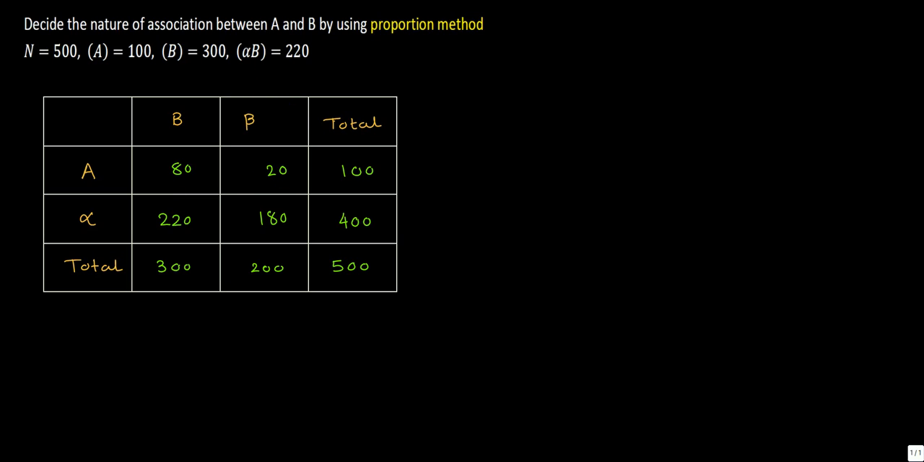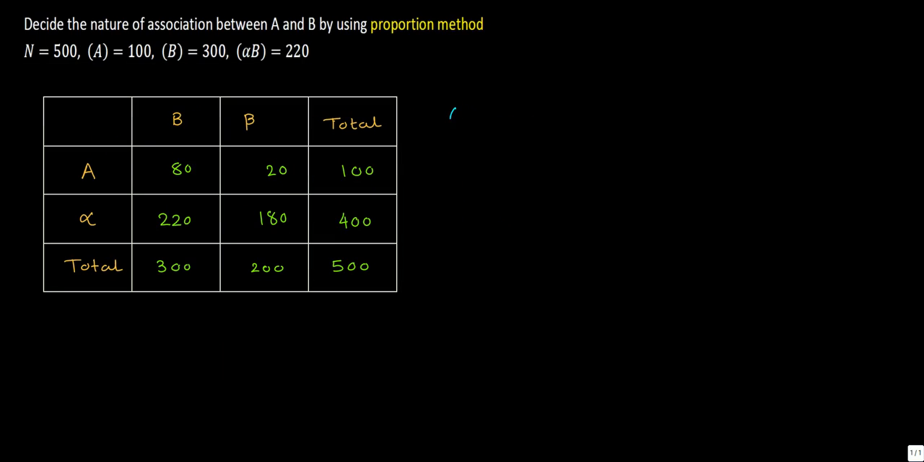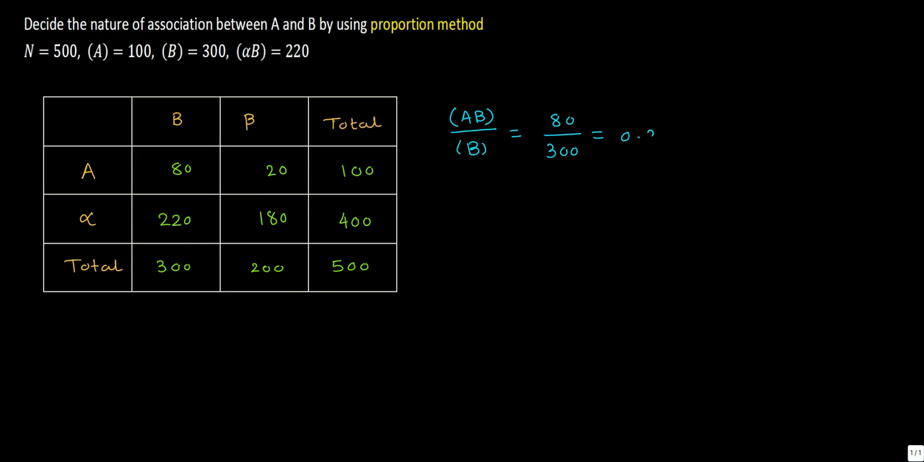Now calculation. First, we have to find AB upon B. It is equal to self frequency AB, 80, divided by B, which equals 300. So 80 upon 300 gives us 0.27.